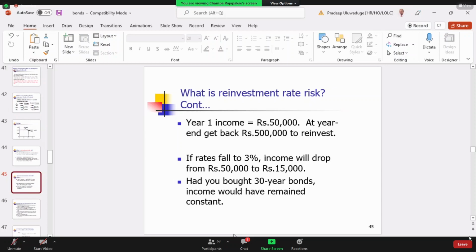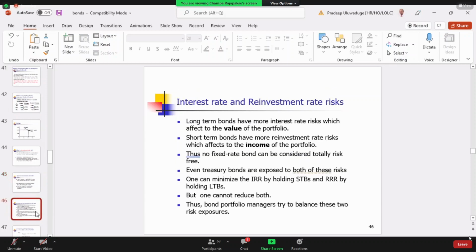Interest falls to 3%. Income will drop from 50,000 to 15,000. Now, compare it with a long-term bond. Had you bought a 30-year bond, income would have remained constant. So reinvestment risk is higher when you invest in short-term bonds.